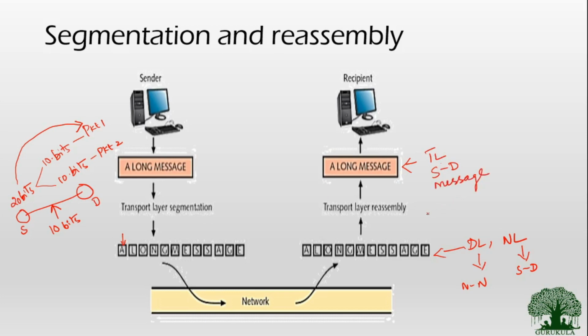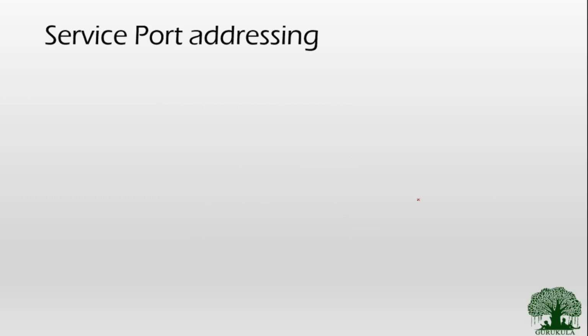Now I think you might have a clear understanding of what messages are and what packets are. So, talking about service port addressing. In network communication, you might have come across three different addressings. The first one is physical addressing, the second one is logical addressing, and the third one is port addressing. So what do all these three represent?